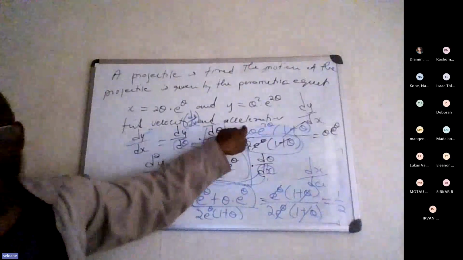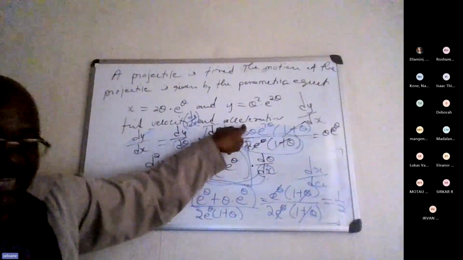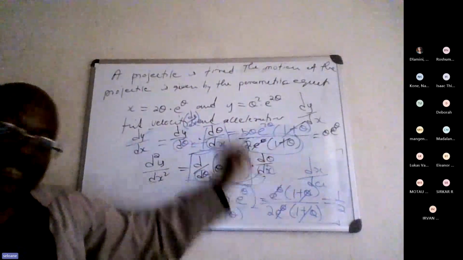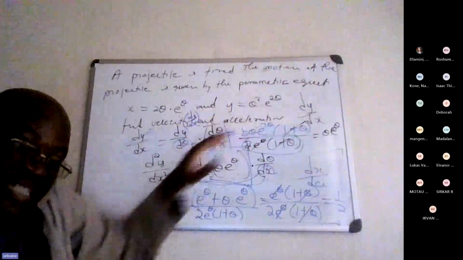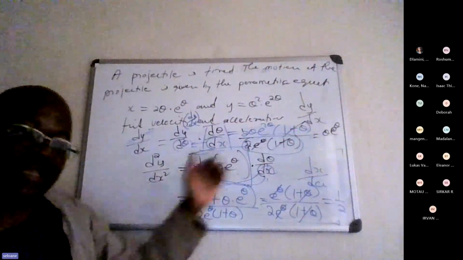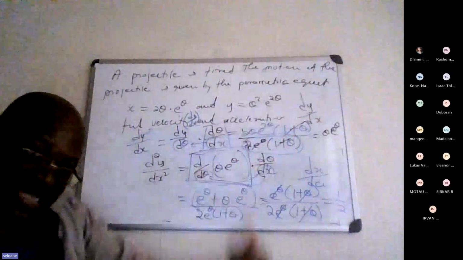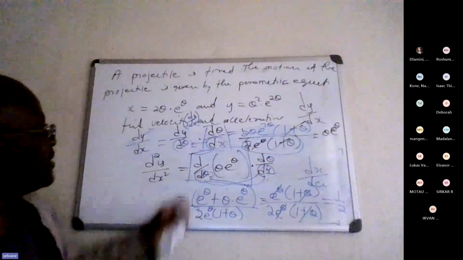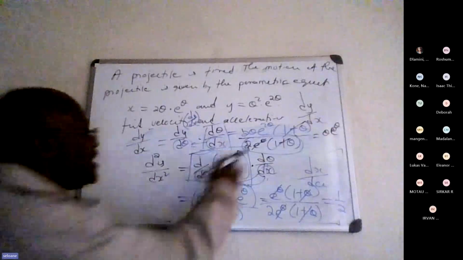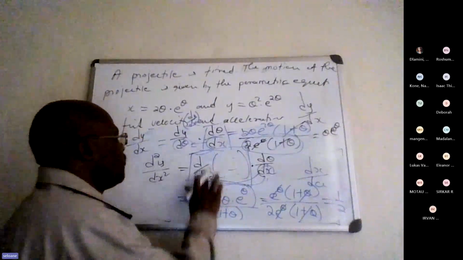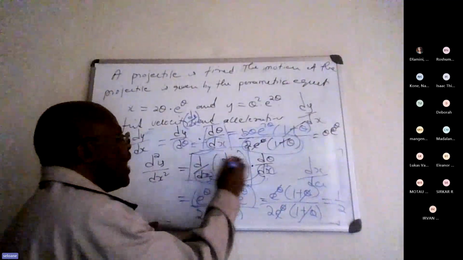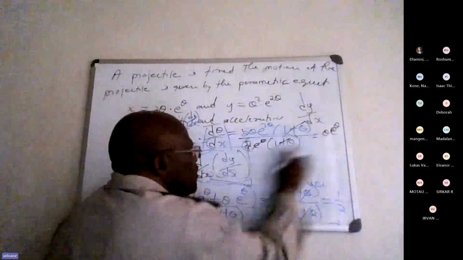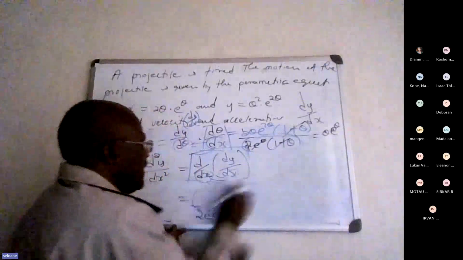The same thing with the acceleration. The acceleration is d squared y divided by dx squared. But d squared y divided by dx squared is the derivative of dy/dx with respect to x. Then you substitute what is inside the brackets. Because here, don't forget, this is dx, this is dy/dx. That is this notation, because many students get it wrong there.